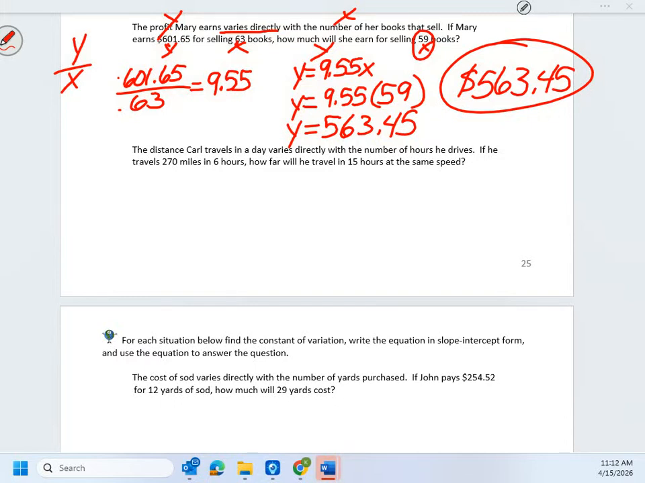Okay, I'm going to help you with that in just a minute. Work on this second one, and then we're going to go over it together. First step, find your 3 sets of Y's and X's. Then you find your constant of variation. You put it into slope-intercept form and fill in what you know. Solve for what you don't know.